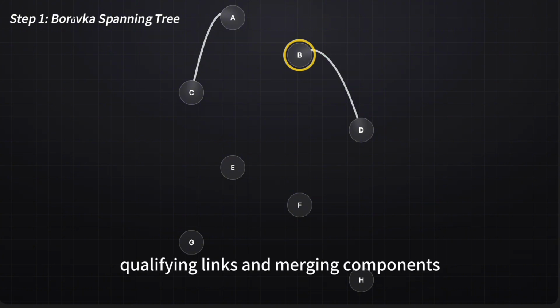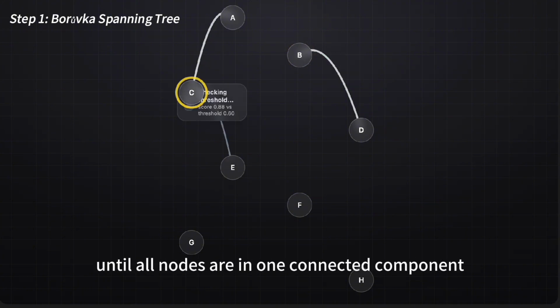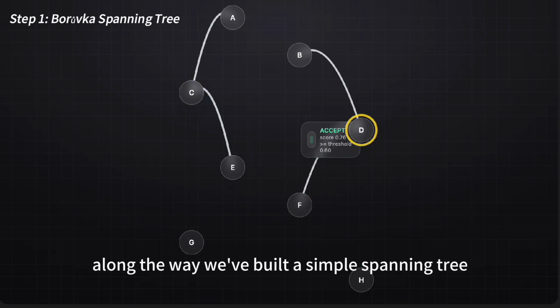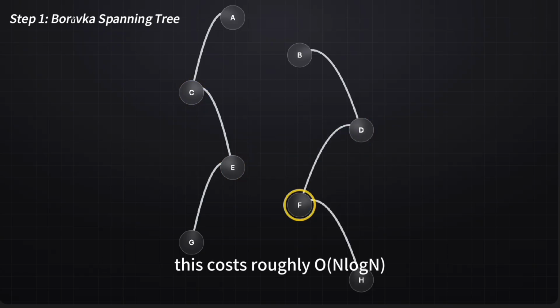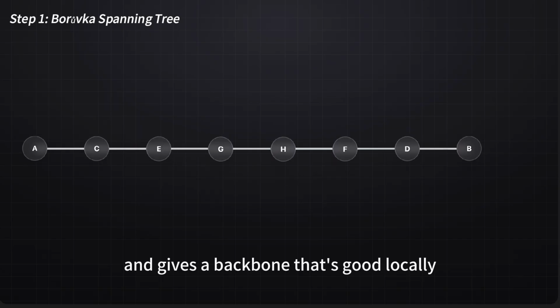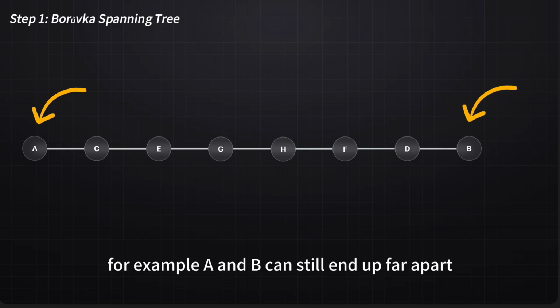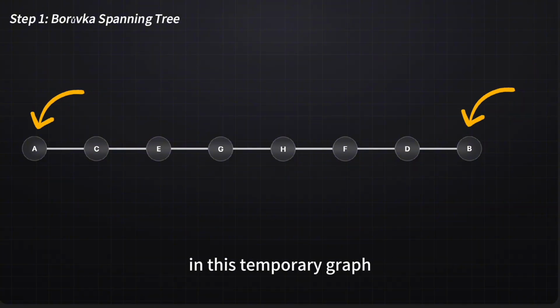We keep adding qualifying links and merging components until all nodes are in one connected component. Along the way, we've built a simple spanning tree. This costs roughly O of n log n and gives a backbone that's good locally, but may be wrong globally. For example, A and B can still end up far apart in this temporary graph.